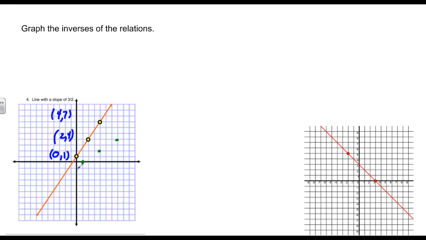Plot those 3 points, connect the dots, like so. Continue the line, and the green line is the graph of the inverse.